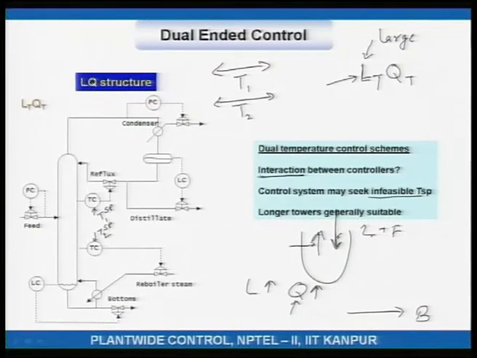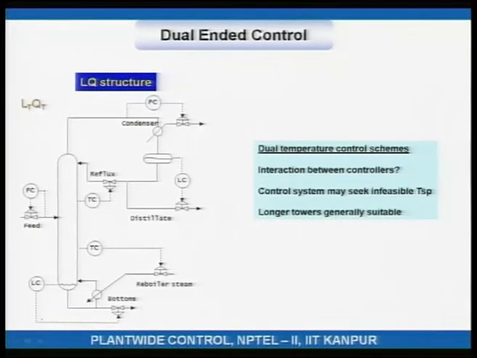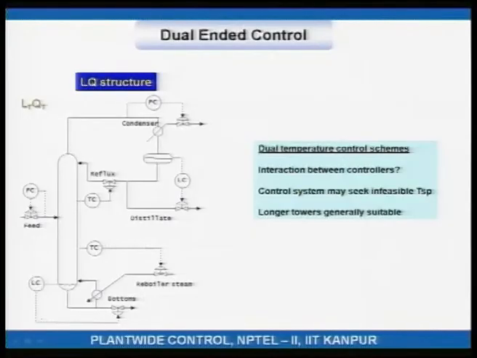You have to be aware of the possibility of interaction between the two tray temperature controllers, and of the possibility of the control system trying to seek an infeasible set point, an infeasible solution. Two tray temperature control will generally make sense for columns that are tall enough. How much is tall enough? Well, that's an art, not a science. I can't give a straightforward answer to that. So this is dual ended control.